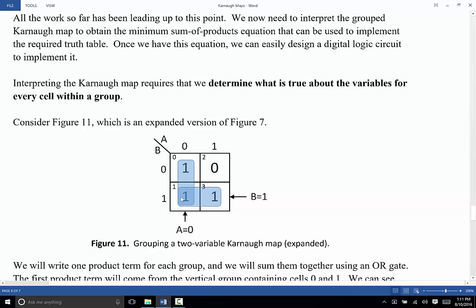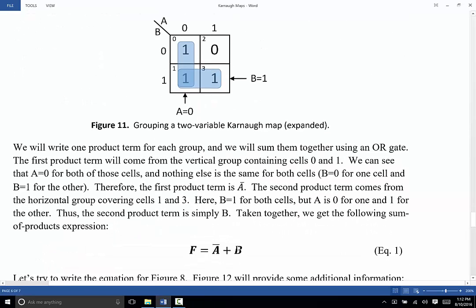And then for B equals 1, this bottom row right here, every cell in that group, which is only 2 cells, granted, has B equals 1. Now the left-hand cell has A equals 0, and the right-hand cell has A equals 1, so they do not have that in common. But they do both belong to the bottom row, and so therefore they both belong to B equals 1. So for A equals 0, that's going to correspond to a product term of A bar, and for B equals 1, that's going to correspond to a product term of B. And so when we OR those together, because of course we need to cover both of the groups, we get F equals A bar OR B.